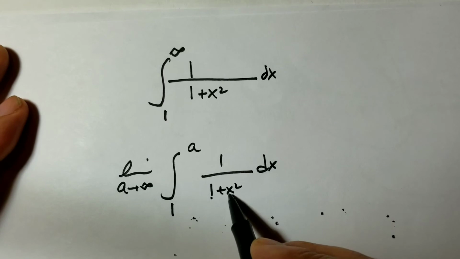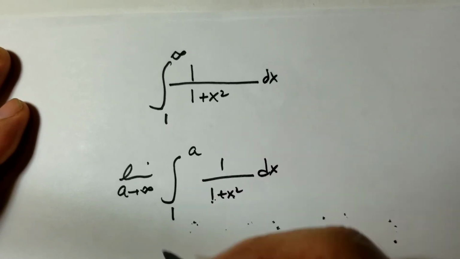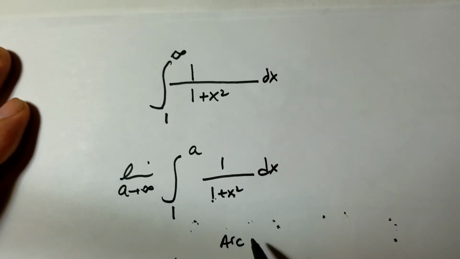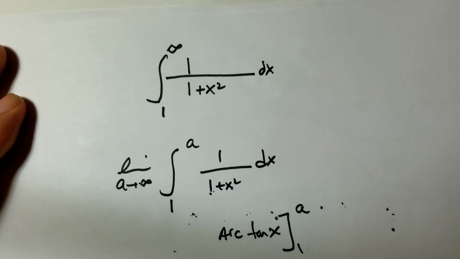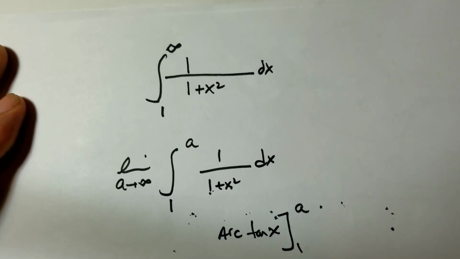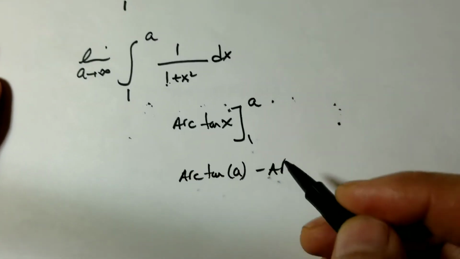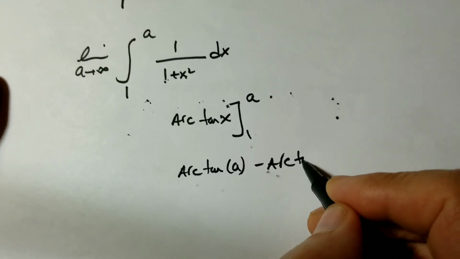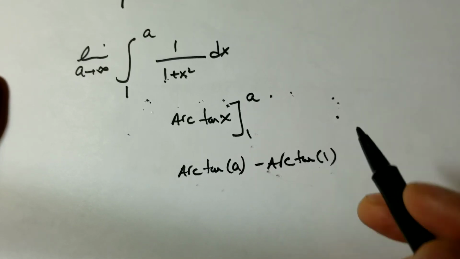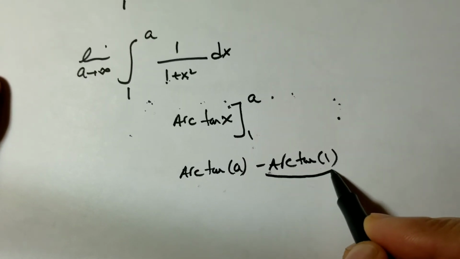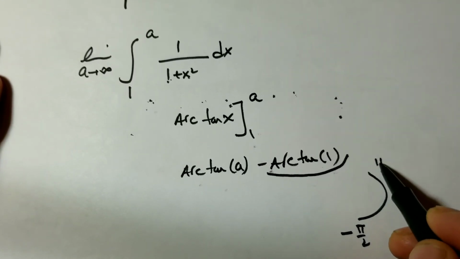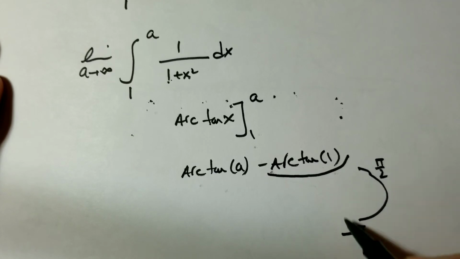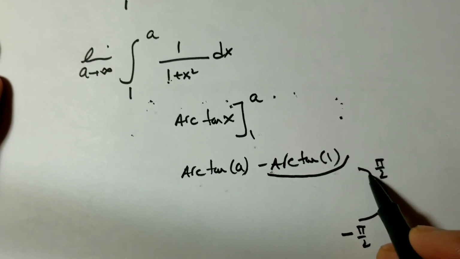A squared plus b squared is the sum of two perfect squares, and that ties to arc tangent of x from 1 through a. Arc tangent of a minus arc tangent of 1. Tangent of what angle, from negative pi over 2 to pi over 2, because that's the inverse tangent, is 1? It is pi over 4.